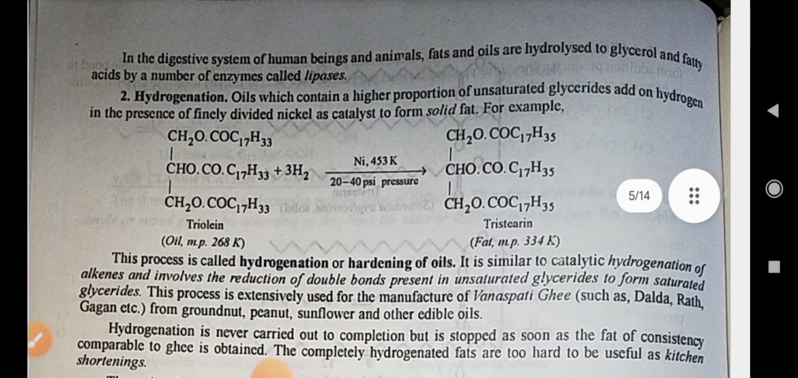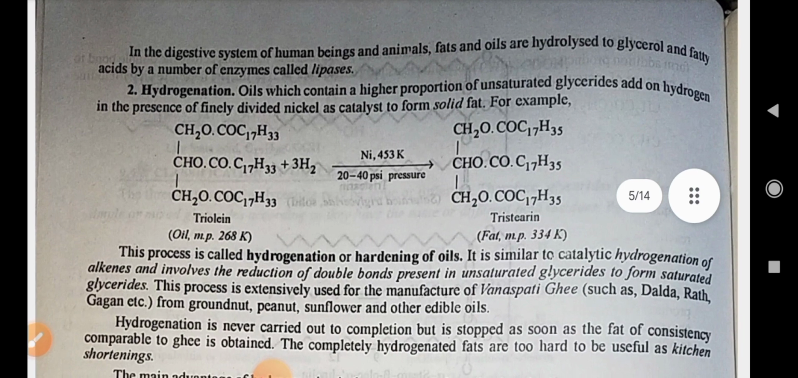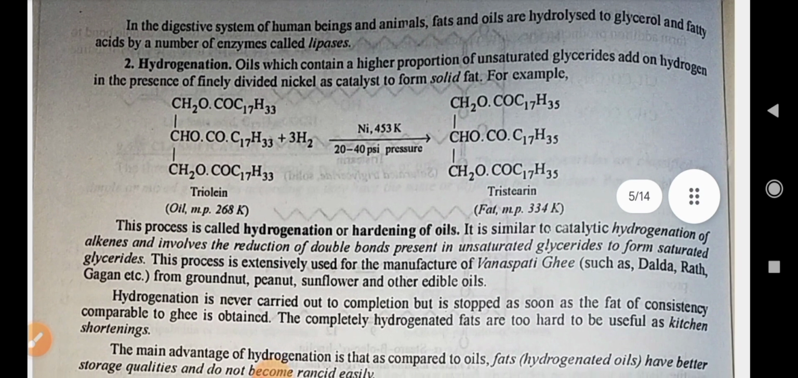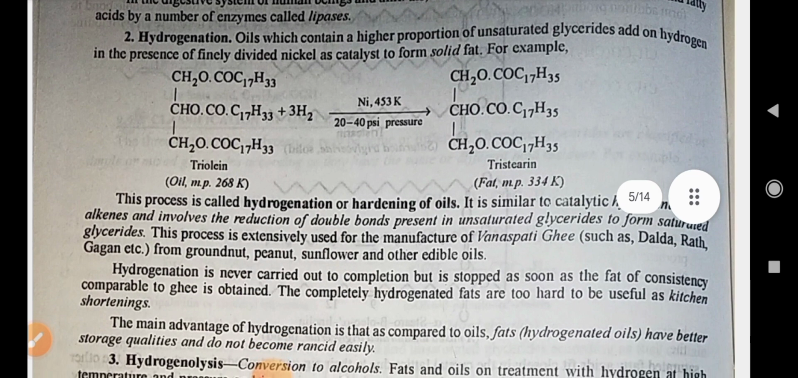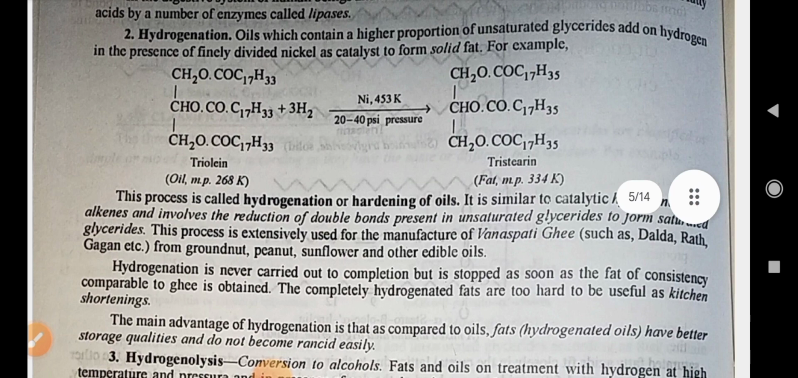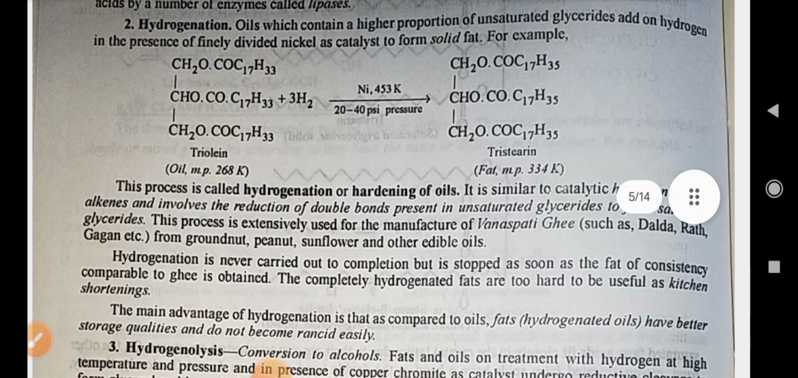Since the salts of higher fatty acids thus formed are used as soaps, alkaline hydrolysis is commonly called saponification. In the digestive system of human beings and animals, fats and oils are hydrolyzed to glycerol and fatty acids by a number of enzymes called lipase. Hydrogenation. Oils which contain a higher proportion of unsaturated glycerides add on hydrogen in the presence of finely divided nickel as catalyst to form solid fat.